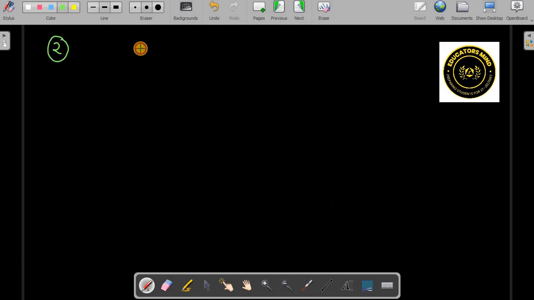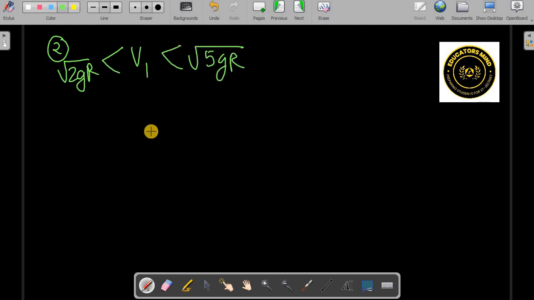So, second condition: if the velocity at the bottom is greater than root 2gr and less than root 5gr, then what will happen? This is the condition in which the bob will of course cross the horizontal position, and in a circular motion it may go somewhere here. This is the radius r.